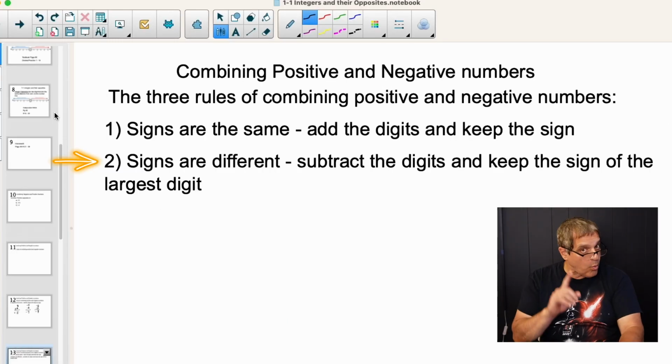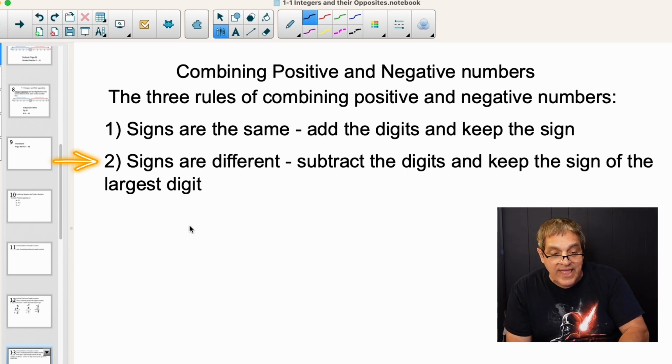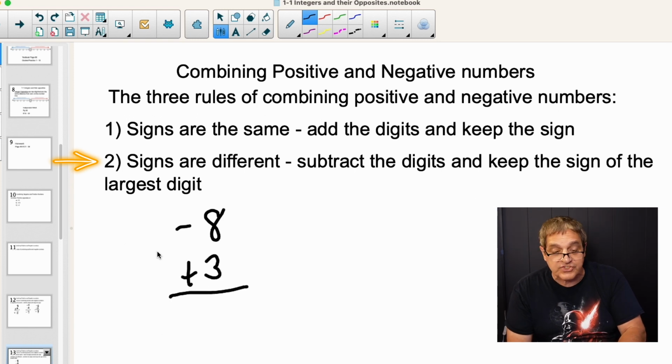Rule number 2 says, what if the signs are different? If the signs are different, subtract the digits, and again, you're going to ignore the sign when you subtract the digits, and then keep the sign of the larger digit. So if I had a negative 8 and a positive 3, okay? So the rule says just subtract the digits. Ignore the sign, subtract the digits. 8 minus 3 is 5. And now keep the sign of the largest digit. The largest digit is 8. It has a negative sign, so therefore the answer is negative 5.